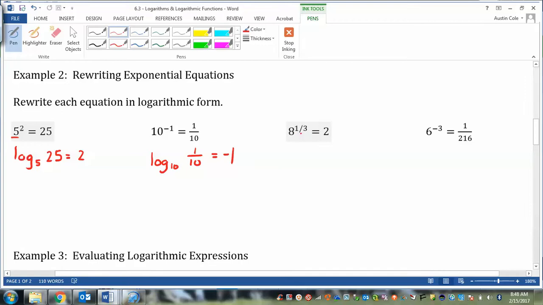All right, so now I have a fractional exponent. Now, remember, guys, here's what I want you to understand. A fractional exponent, my numerator is my what? My power, right? And my denominator is my root. So essentially, 8 to the 1/3 power is the cube root of 8. What's the cube root of 8? 2. So that's another way to think of it. 8 to the 1/3 is the cube root of 8. Now, when I write this, I'm going to say log base 8, because that's my base, of 2 equals 1/3.